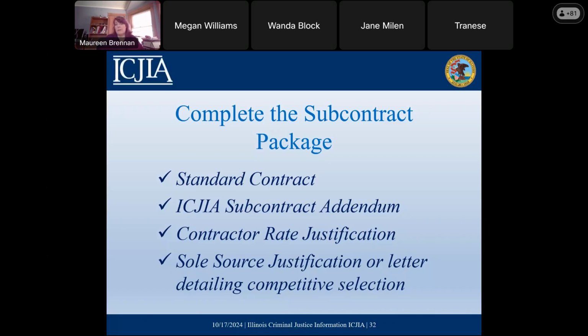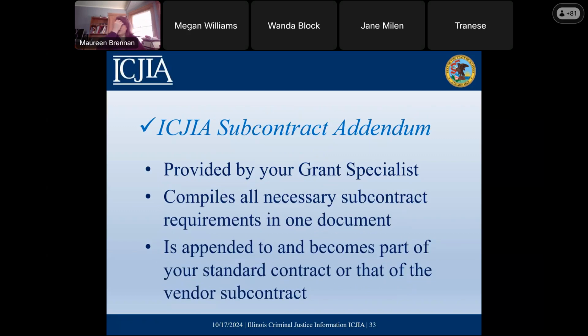And also, the last piece of the puzzle is we want to make sure that procurement has been open to competition. There are sometimes when there's only one vendor who can supply the service, and that would be a sole source. And so we have another form that needs to be completed to justify that sole source procurement. If it's not a sole source, then we would need a letter that would detail the competitive selection process that you undertook to arrive at this vendor. So let's talk about each piece of it.